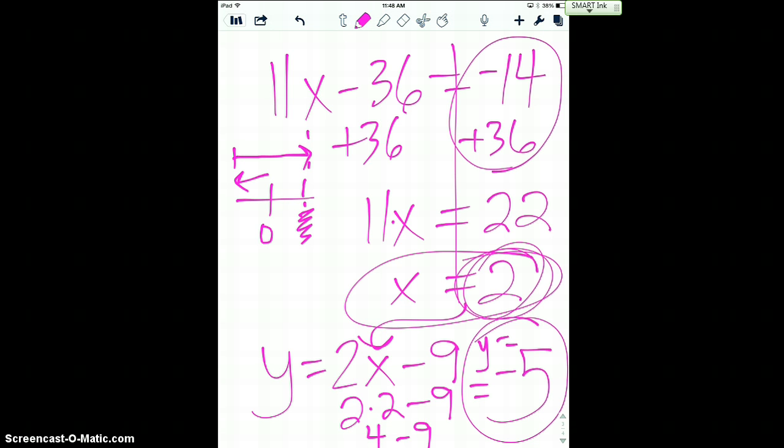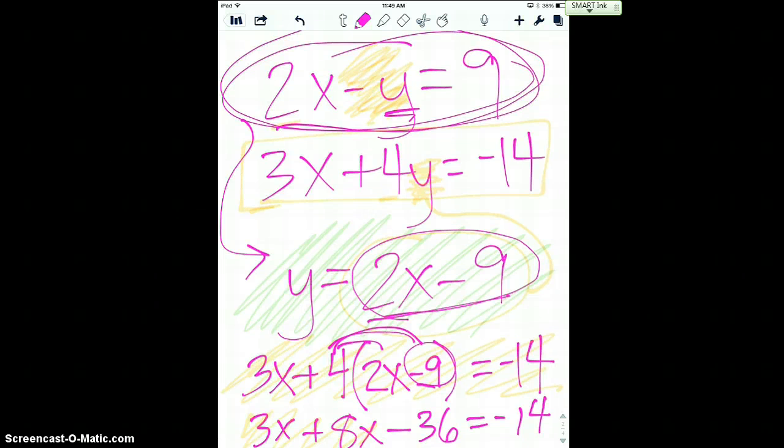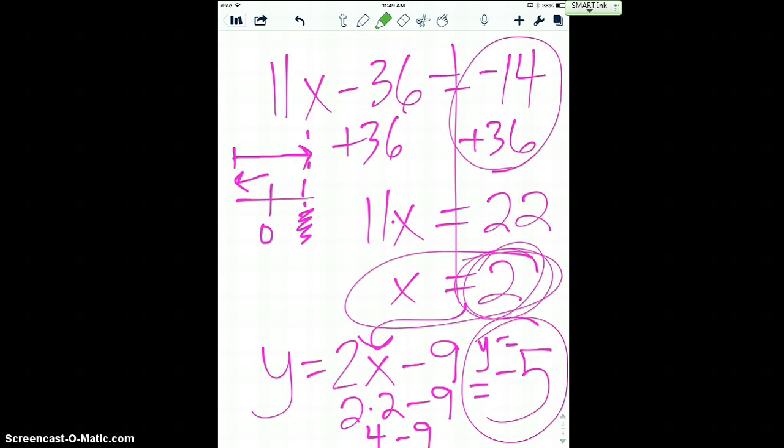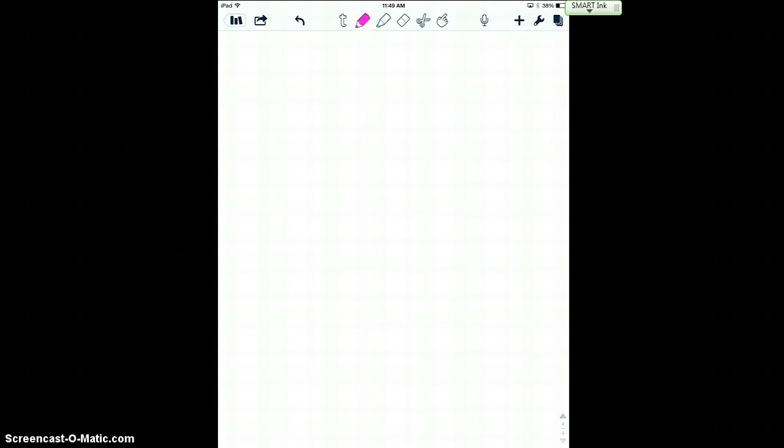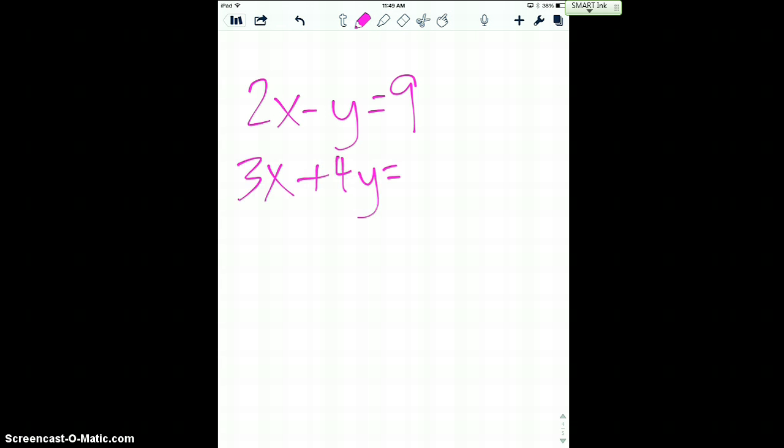And now is it done? Oh, no. So what do we have to do then if we already know what x and y is? Well, we have to sub it back in, people, your favorite thing ever. So we have to look at the original equations and sub those values in to see that they actually work and to have that joyous moment. So I am going to rewrite them. So I had 2x minus y equals 9 was my first equation. And my second equation was 3x plus 4y equals negative 14.